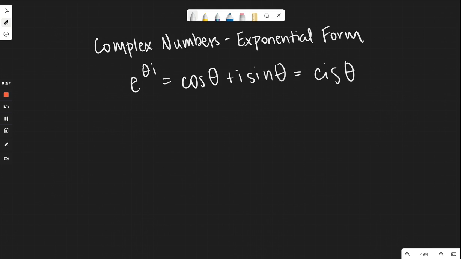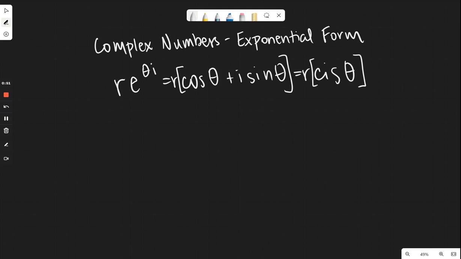And this also means that if you have a number in front, like r, or 2 or something, that's also going to be in front of cis theta. So we can generalize this to r e to the i theta is equal to r cis theta. Okay. And so let's see how this is useful.